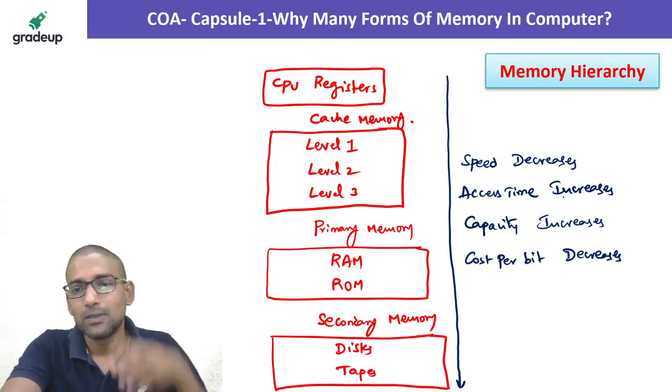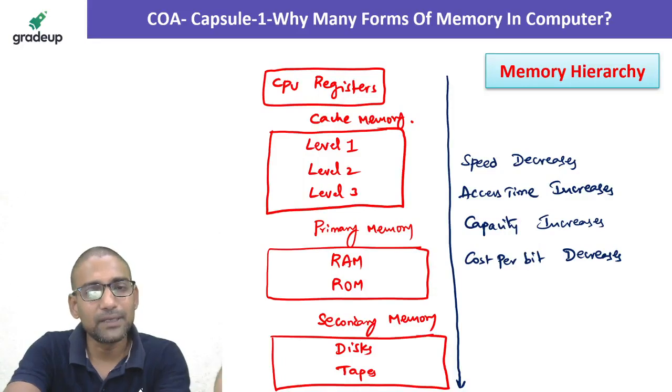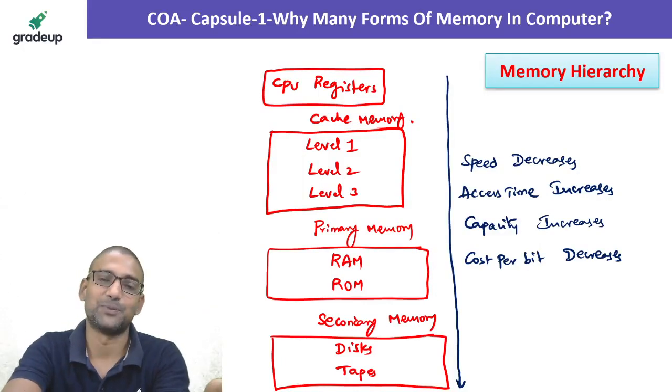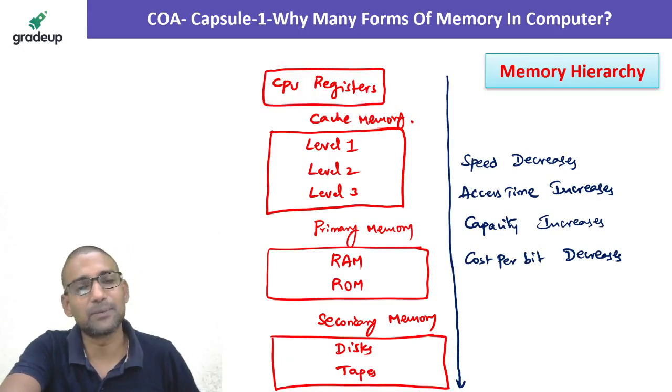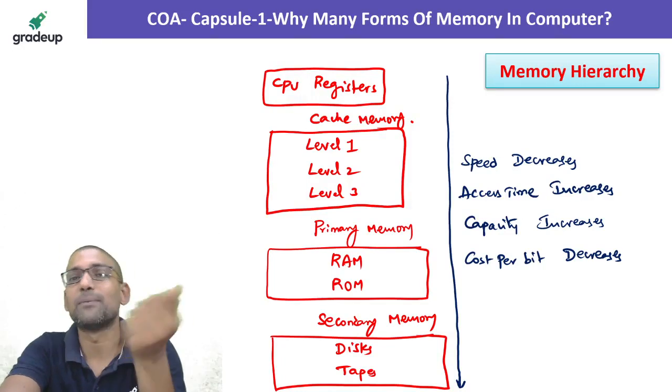Now why this difference? Can't we have a big memory that is fastest? No. I'll tell you one simple example to understand, then you will understand the reason why many forms.